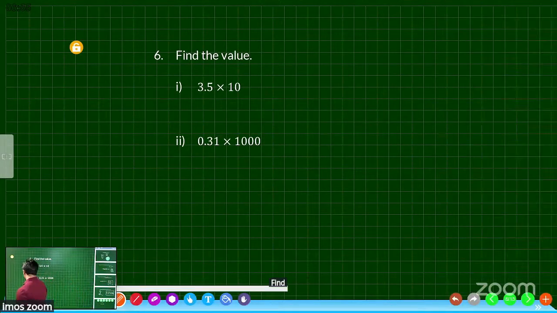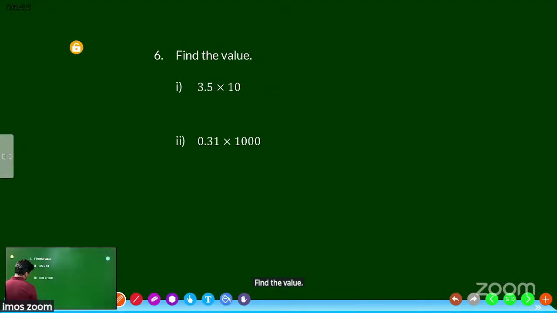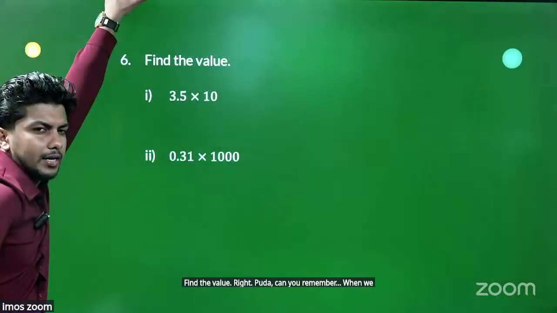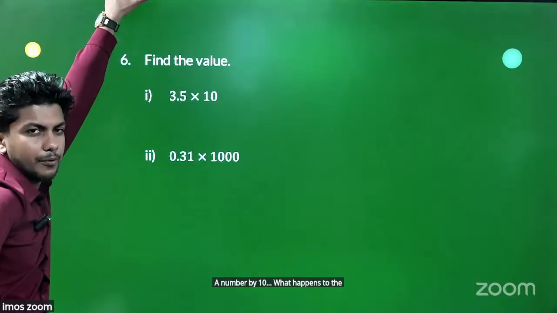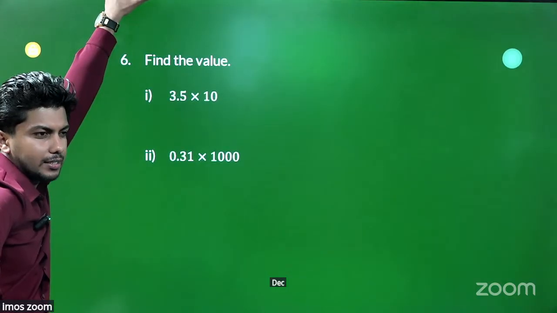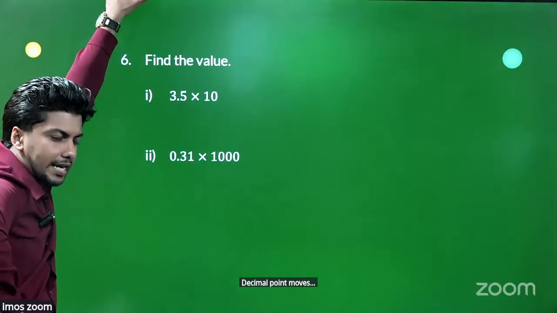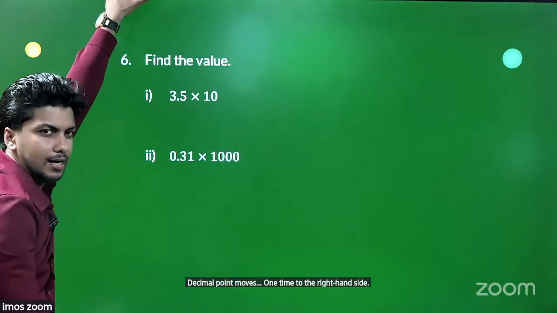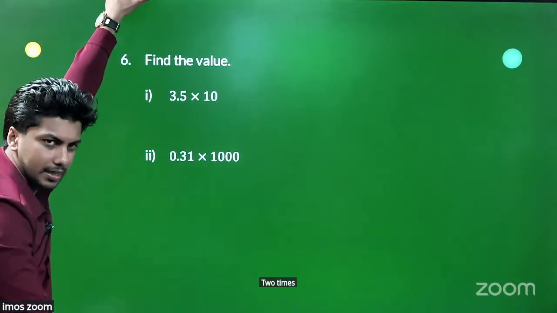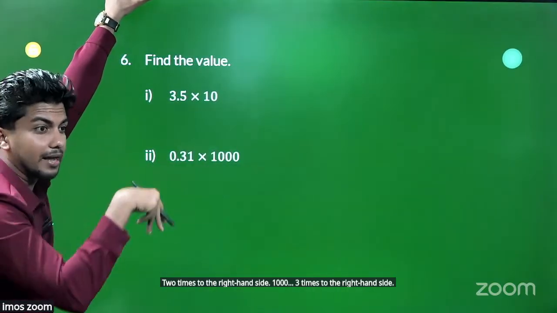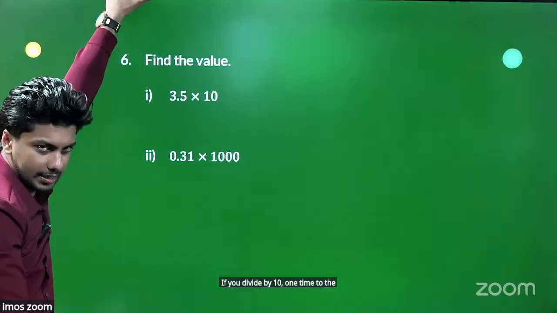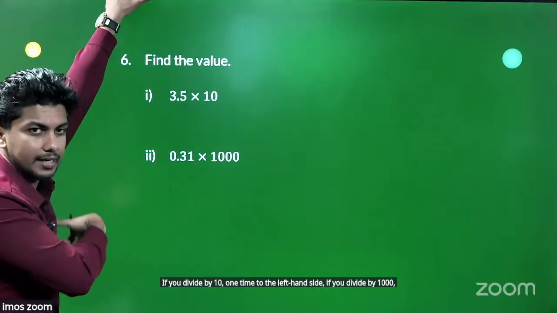Find the value. Can you remember, when we multiply a number by 10, what happens to the decimal point? Decimal point moves one time to the right hand side. 100, two times to the right hand side. 1000, three times to the right hand side. If you divide by 10, one time to the left hand side. If you divide by 1000, three times to the left hand side.